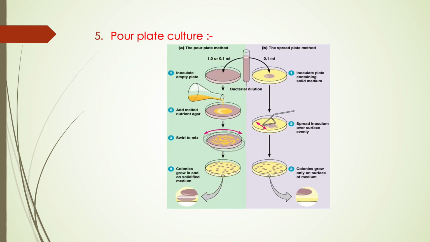Okay, the fifth one is the pour plate culture. For the pour plate culture, we have two techniques. The first technique: add your sample, then add your media, mix, and after incubation you will see the colonies. The second one: add your media, wait for the media to solidify, then spread your inoculum over the surface, incubate, and wait for the colony growth.